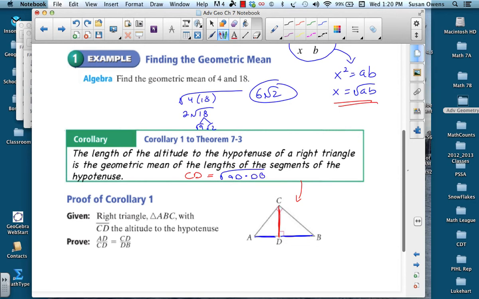Okay, there are going to be 3 of these. This is the first one. So the altitude is the geometric mean between AD and DB. And this is a proof, so we'll do this one in class. I'll prove that it's true. But basically, once you use geometric mean to prove that triangles are congruent, then it's just going to be a proportion of the sides.